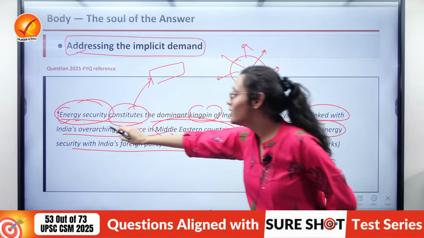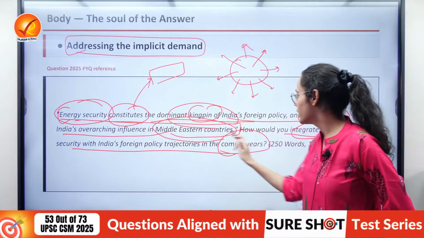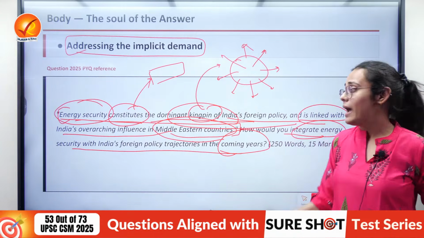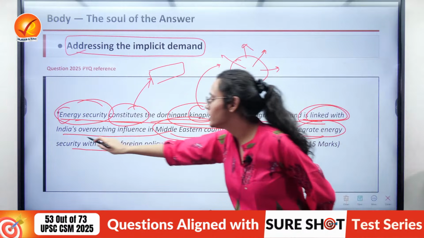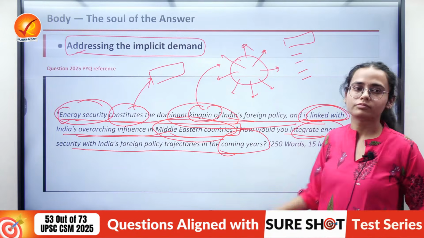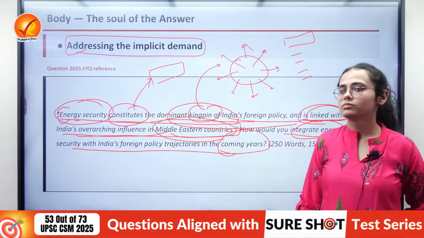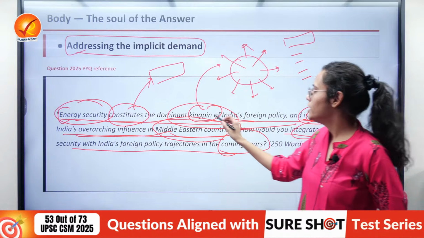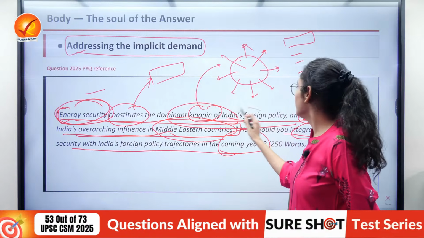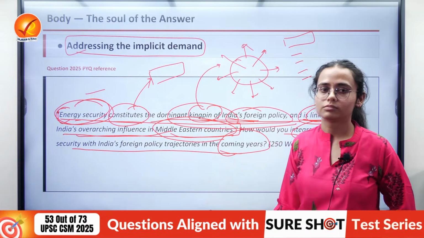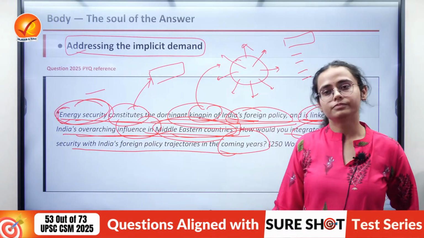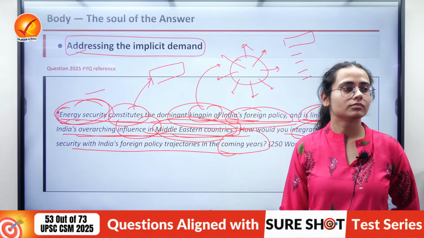So how energy security constitutes dominant kingpin of India's foreign policy, I would have addressed this through it. And how it is linked with India's overarching influence in Middle Eastern policy: simple format, heading, points. What will be the heading? The first heading would be energy security, dash, kingpin in India's foreign policy. Second heading, influence in... But we have to make headings out of the questions only.